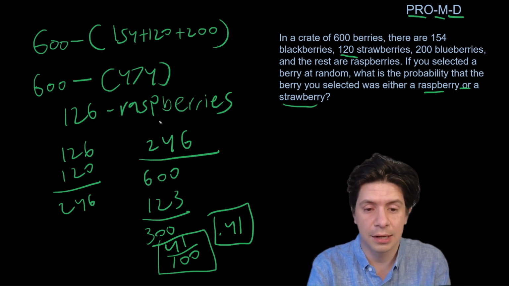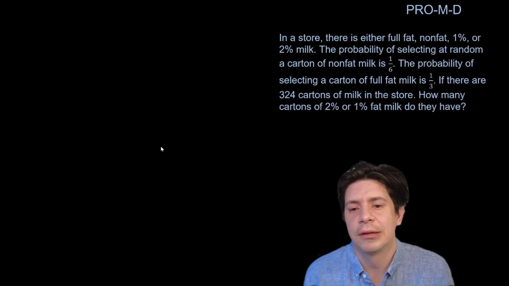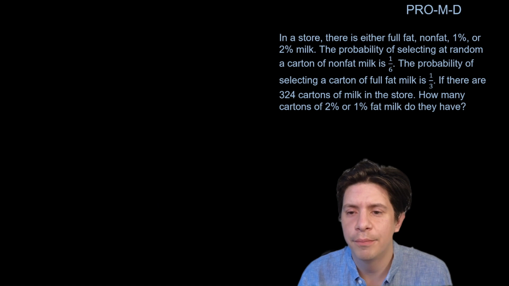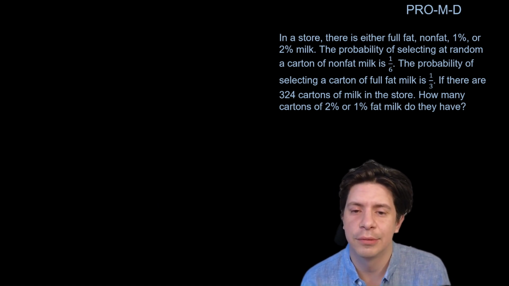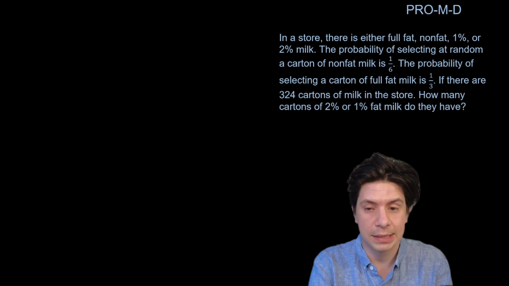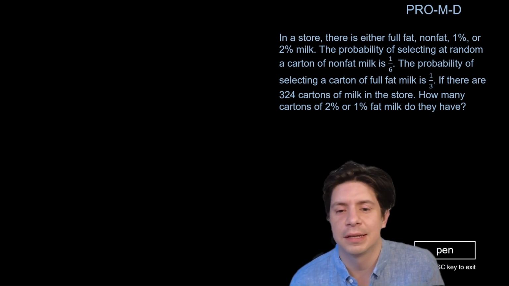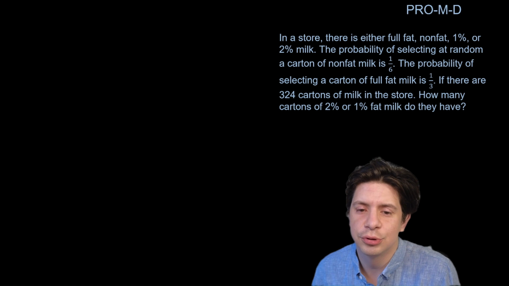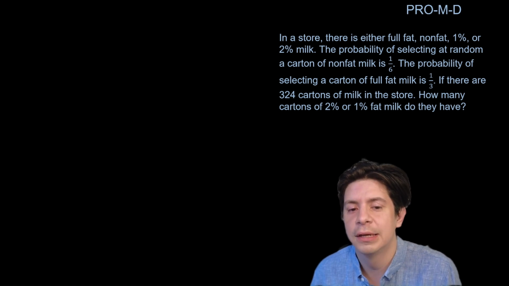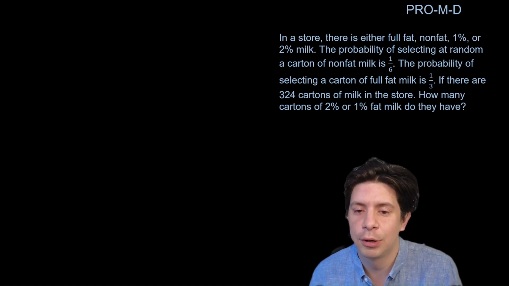So let's try another one. In a store, there's either full fat, non-fat, 1% or 2% milk. The probability of selecting at random a carton of non-fat milk is 1/6. The probability of selecting a carton of full-fat milk is 1/3. If there are 324 cartons of milk in the store, how many cartons of 2% or 1% fat milk do they have?